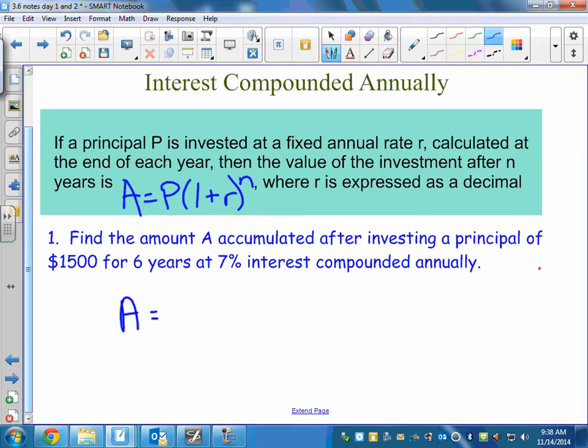So if I start with $1,500, this is saying we don't touch that $1,500 for 6 years at a 7% interest rate. We're going to say 1 plus 7%. R is always expressed as a decimal, so don't say 7 there. 7% is like 7 over 100 or 0.07. And it's compounded once a year for 6 years, so N is just 6. You can type that all in at once in your calculator, or do it a step at a time if you want. And you should get how much money they would have.